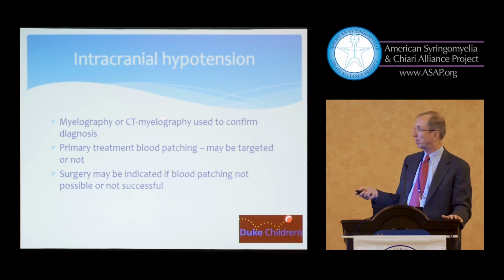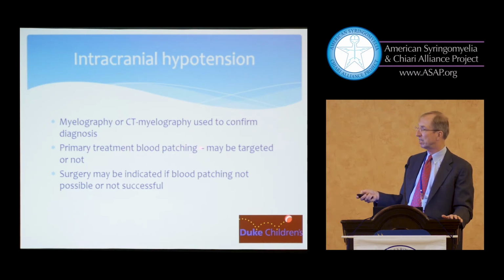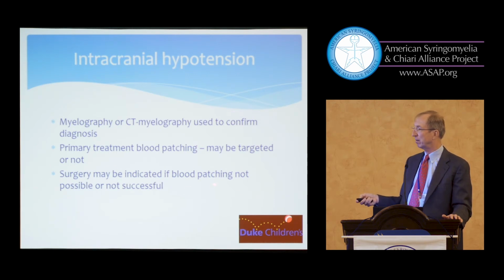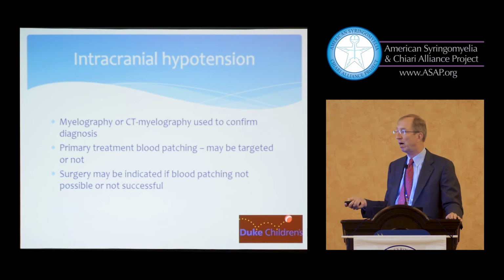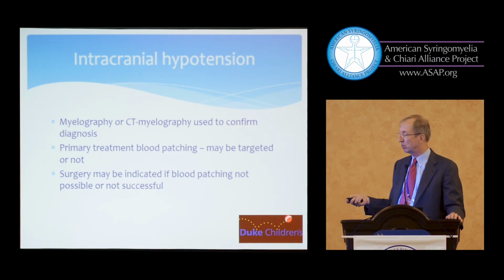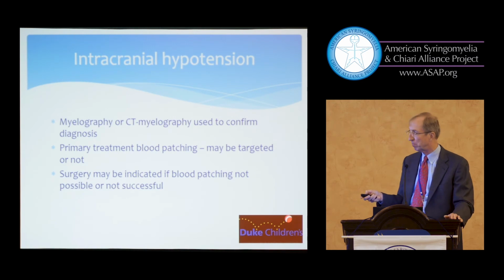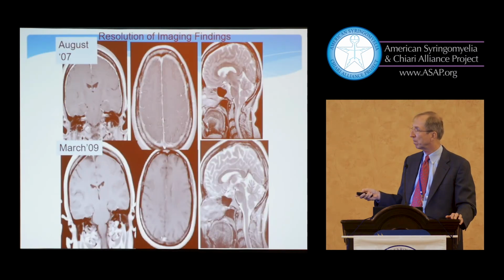Ideally, you'll find a myelographic target to do this. If you don't, you can do a higher volume blood patch and hopefully stop it. But if you can find a specific leak, you can do CT-guided blood patching and try to seal it up with that. If you can find a targeted leak and the blood patching is not successful or possible, then sometimes surgery is indicated. That may be a situation of a postoperative case or a very persistent leak that just has not responded to blood patching.